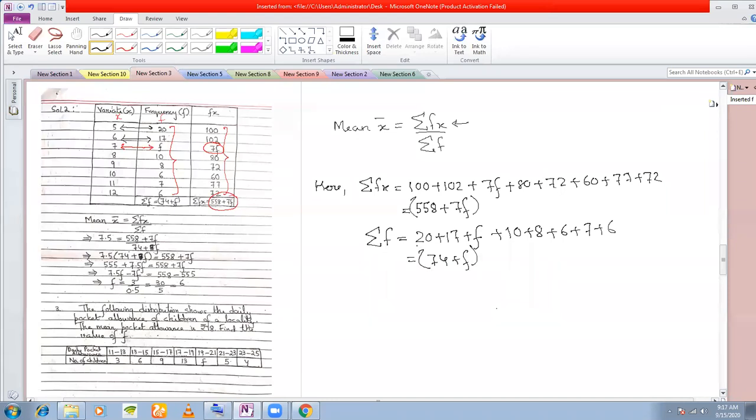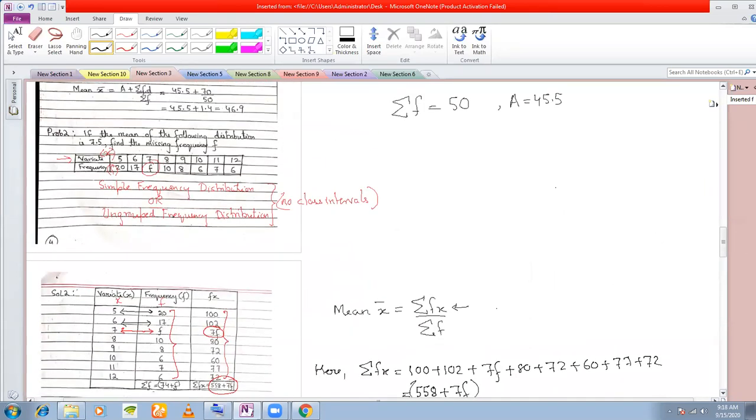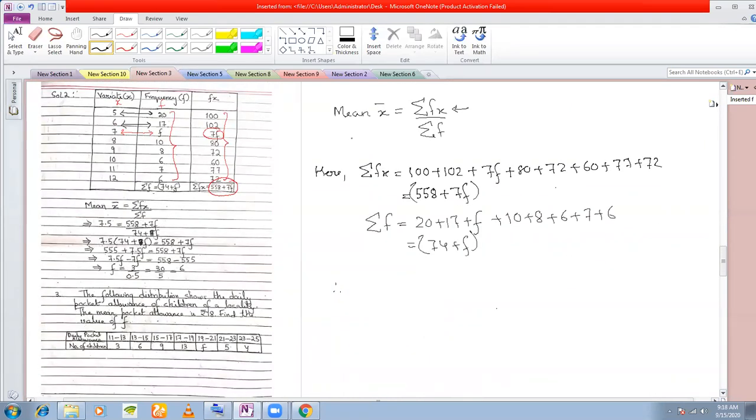Okay, so you've got summation fx, you've got summation f. Now put it in. What is the mean given here? The mean given in the question is 7.5. So we put 7.5 in place of the mean. So 7.5 is equal to summation fx, which we have found to be 558 plus 7f, divided by summation f, which is 74 plus f. Now you simply solve this equation. Cross multiply first.